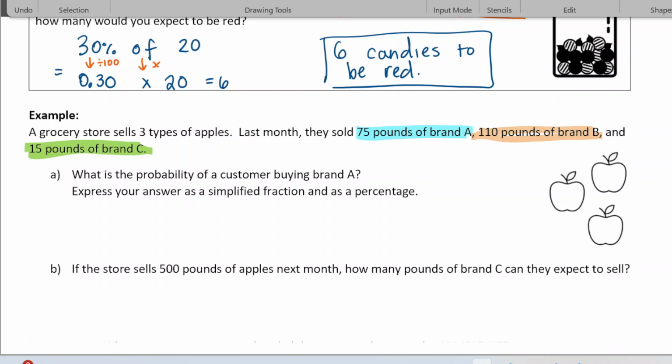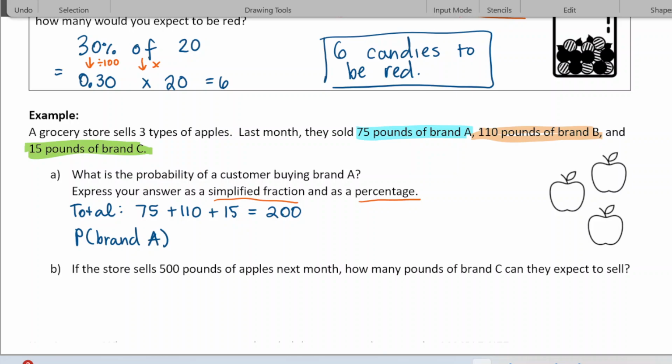Write your answer as a simplified fraction and as a percentage. Okay, so first we need to figure out the total number of things that can happen. So the total number of pounds that people purchased. So we want to add up all of these numbers. 75 plus 110 plus 15. That's 200 pounds.